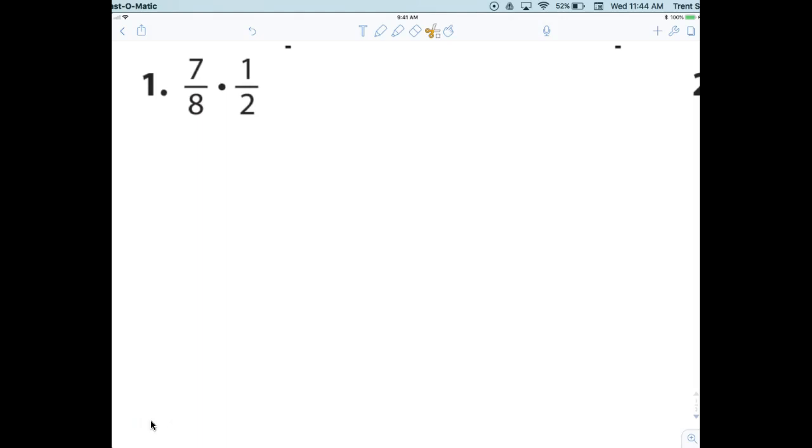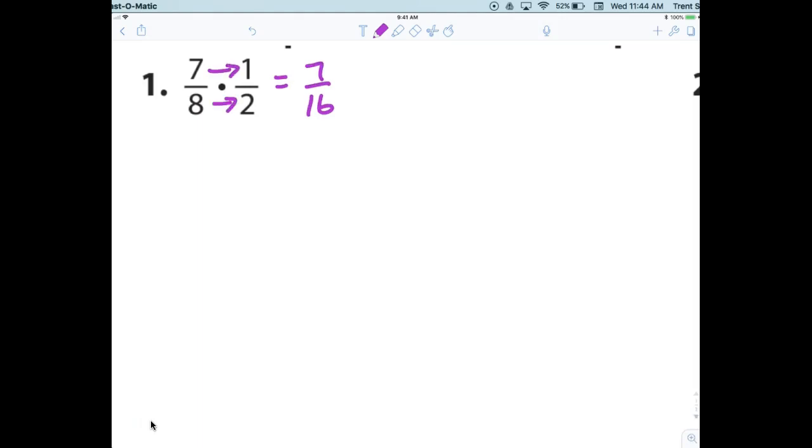So right now, 7/8 times 1/2. Everybody should be able to just write the answer. There's no work here. What is it? 7/16. Yes, perfect. So just a quick review. You're multiplying numerators, multiplying denominators.